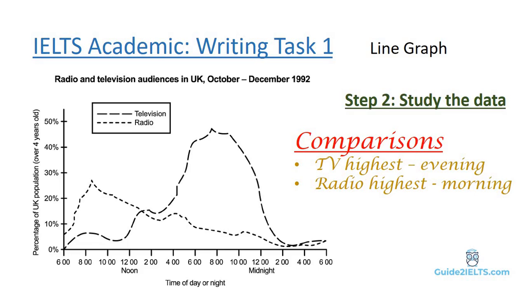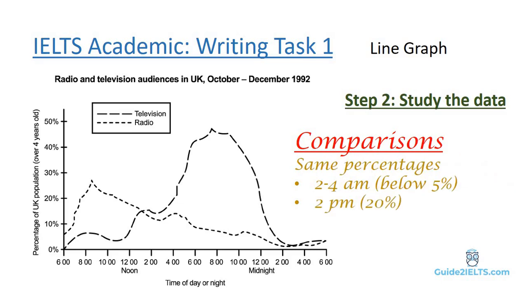Maximum for TV is at 8 p.m. while maximum for radio is at 8 a.m. So the television viewership sees a peak in the evening while radio listeners are maximum in the morning. Also, the only time the two have almost the same percentage of audiences is between 2 and 4 a.m. below 5% and around 2 p.m. around 20%. So this is what your planning would look like.